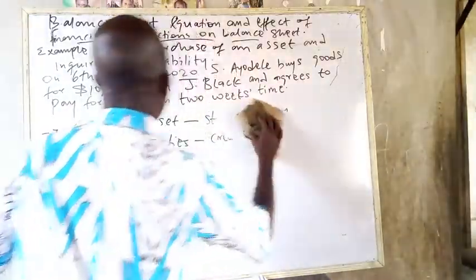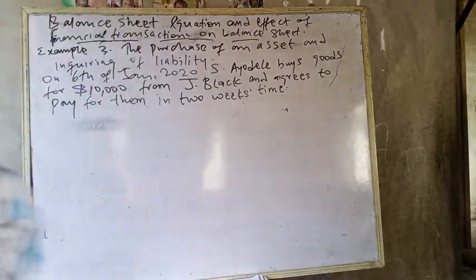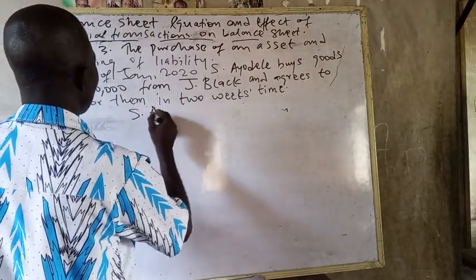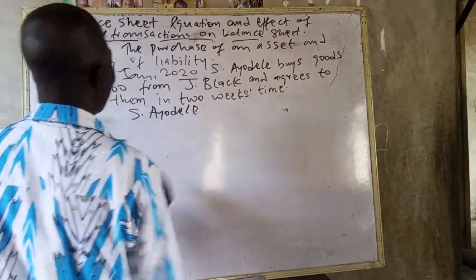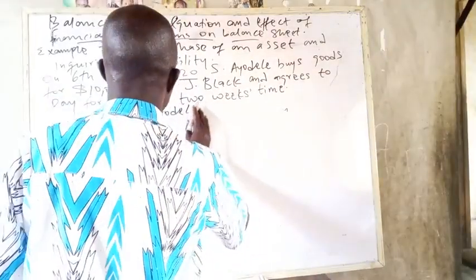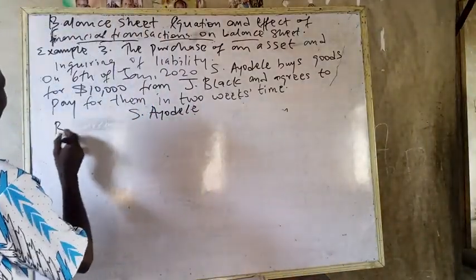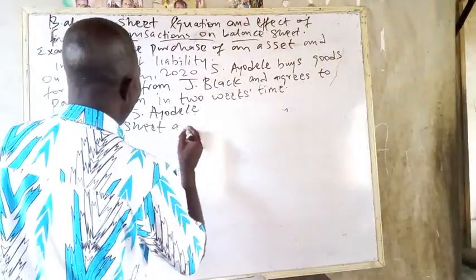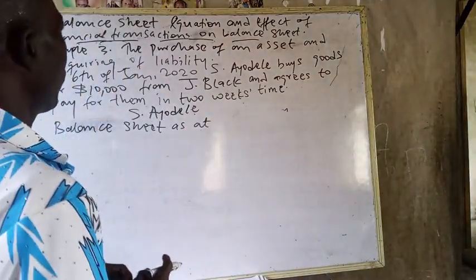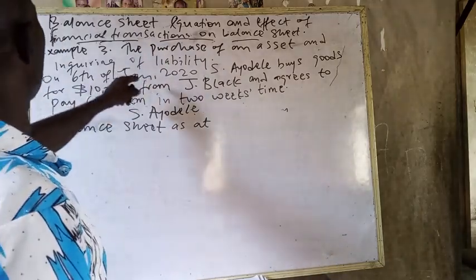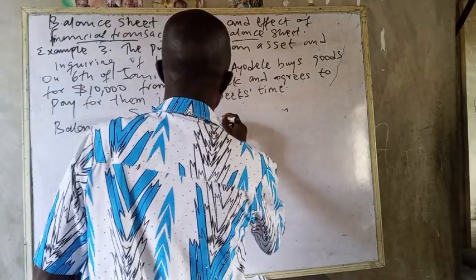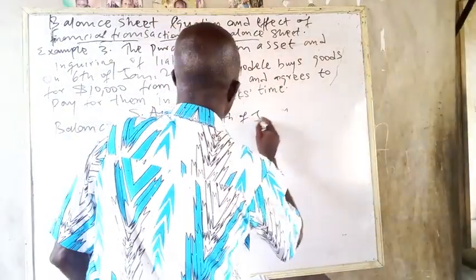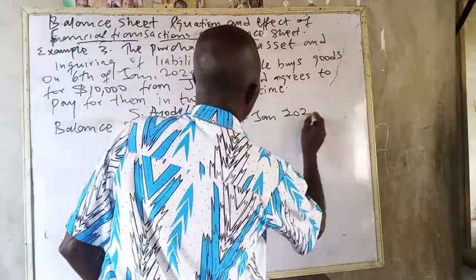So we now open the balance sheet again. Like I said, you start with the name, Ayodele. Then from the previous example that we are having, it is Ayodele, balance sheet as at, what is this date? I'm talking about the financial transaction. Don't forget, what is this date? That is on 6th, balance sheet as at 6th of January 2020.